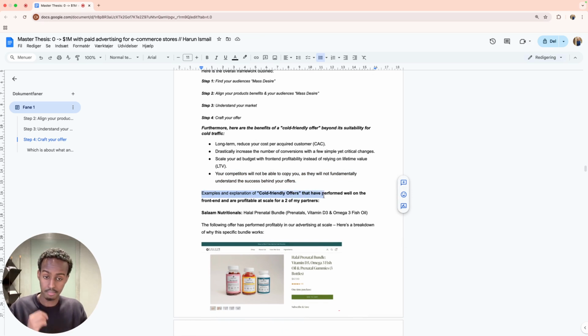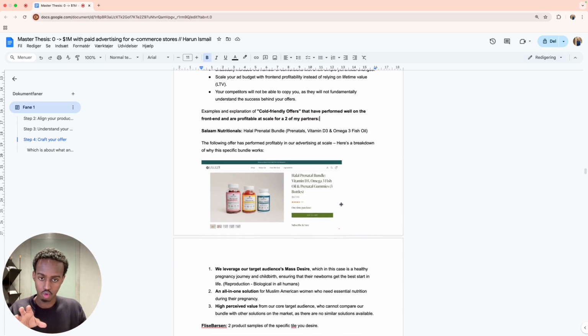Examples and explanations of cold-friendly offers that I essentially have helped my clients craft and perform really well front end and are profitable at scale are these two offers that we are going to go over right now.